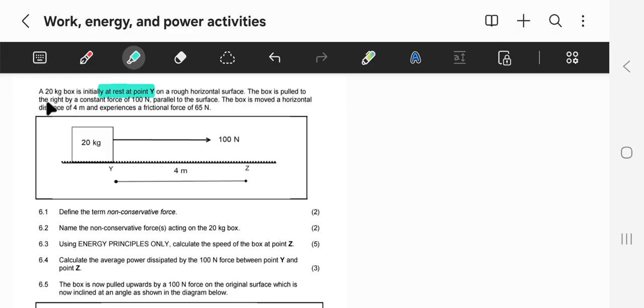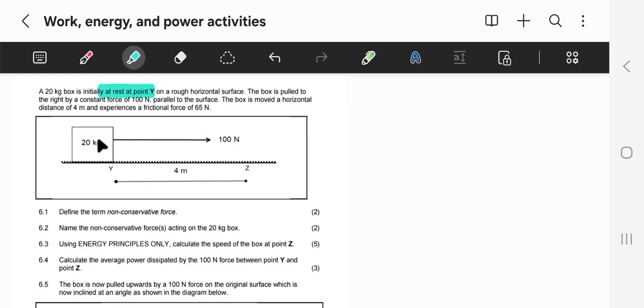The box is pulled to the right by a constant force of 100 newtons. So we have that force there, and it is parallel to the surface. If this force is parallel to the surface, we must think of what our theta might be there, and it's definitely going to be 0. The box is moved a horizontal distance of 4 meters and experiences a frictional force of 65 newtons.